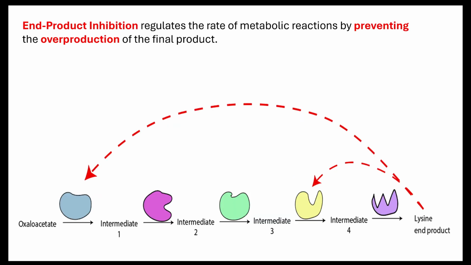Well, another process which actually inhibits the rate at which a product is made is called end product inhibition. So end product inhibition is a way in which the cells can regulate the rate of a metabolic reaction. Basically, they want to prevent the overproduction of a final product.